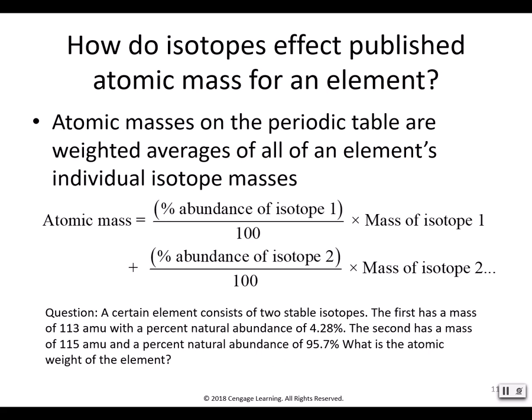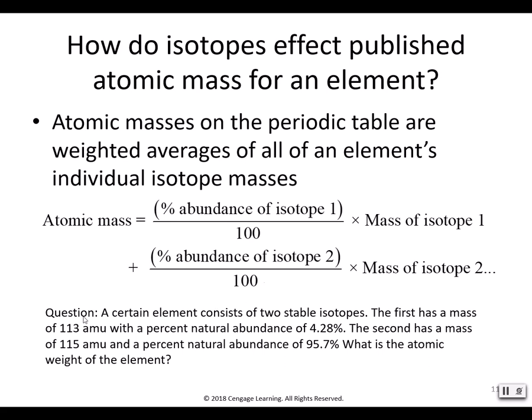To calculate the weighted average for an element, it's a little bit different than a regular average. When you think about average, you think about adding up the numbers you have and dividing by the total numbers you have. In a weighted average, we take into account the percent abundance of each isotope. We take that abundance, divide by 100, multiply it by the mass of the corresponding isotope, and then add them all together.